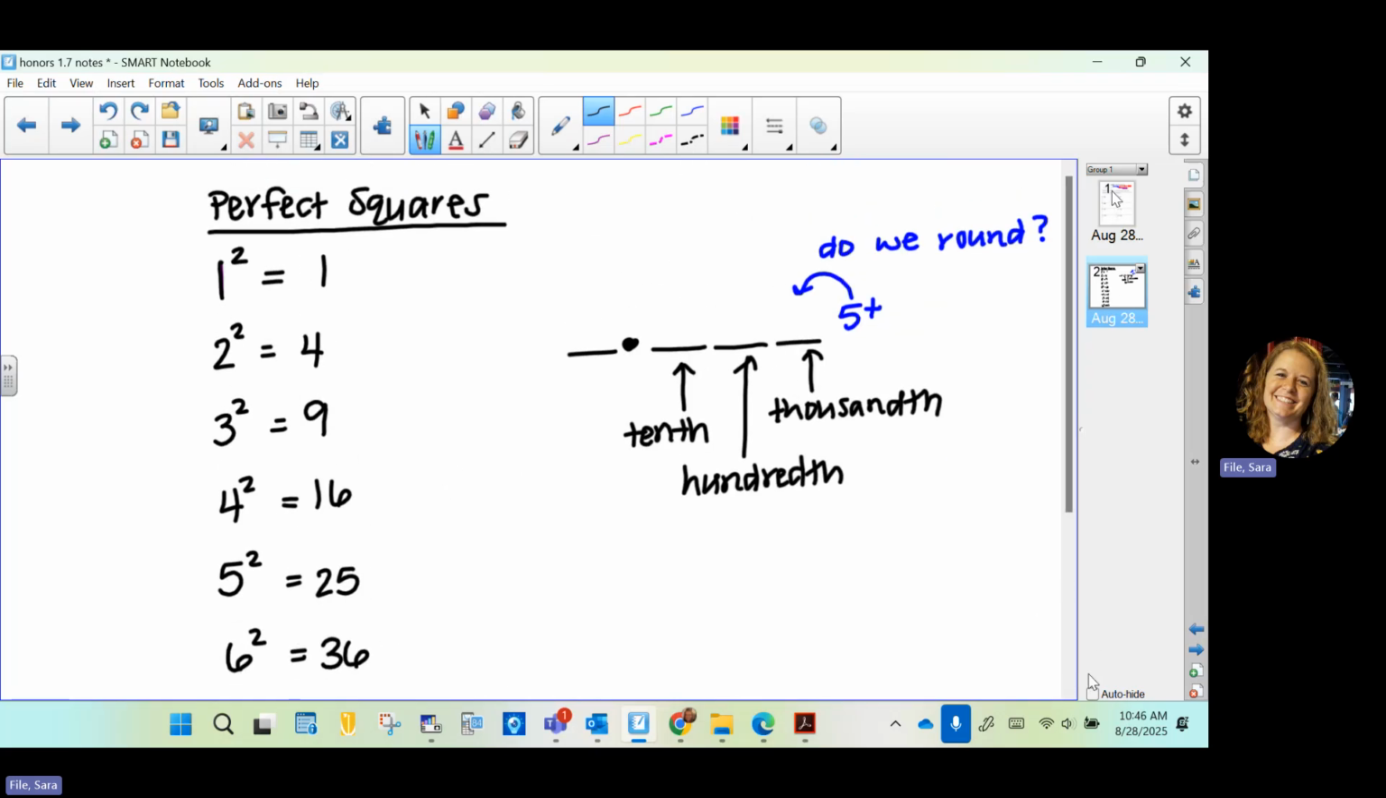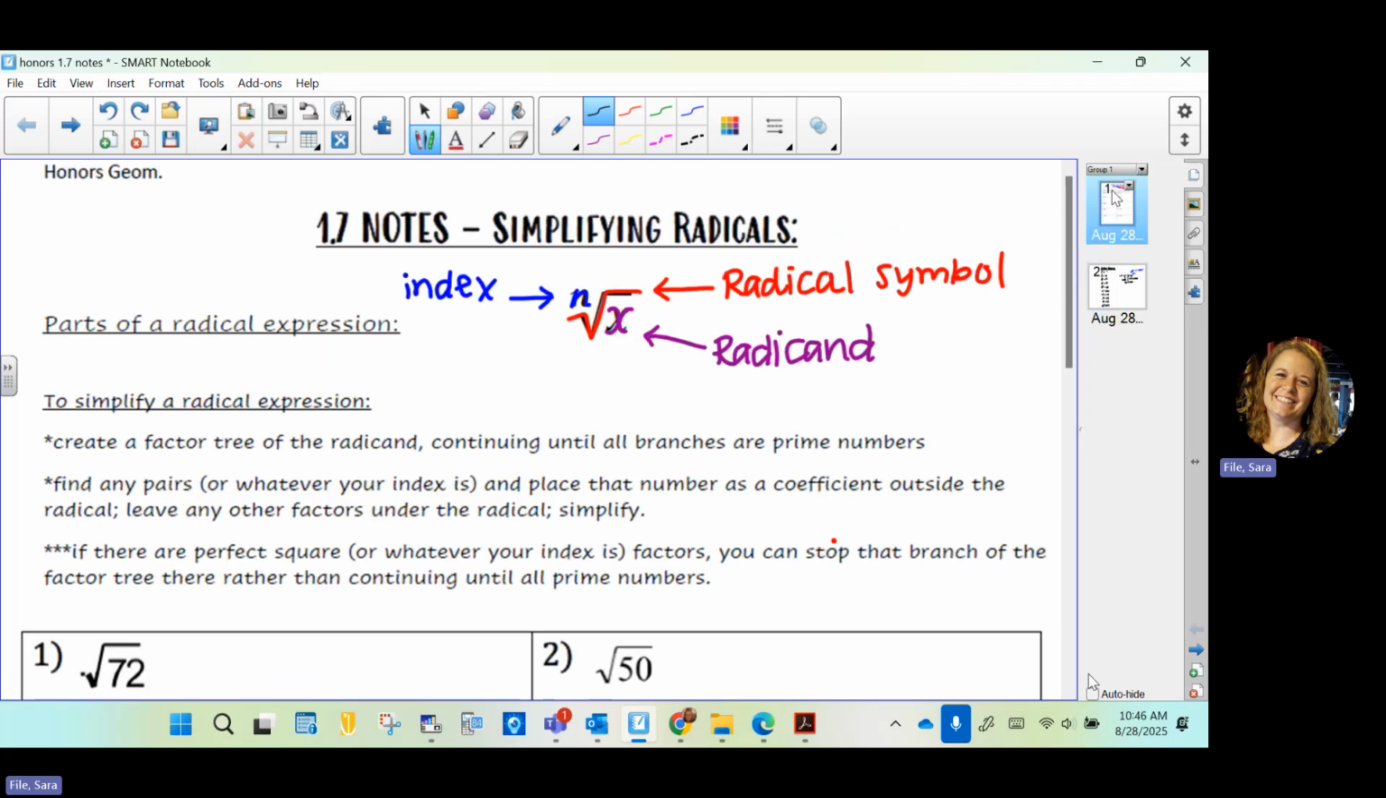Okay, so let's go back then to the front and talk about the process of simplifying a radical. What you are going to do is you are going to create a factor tree.